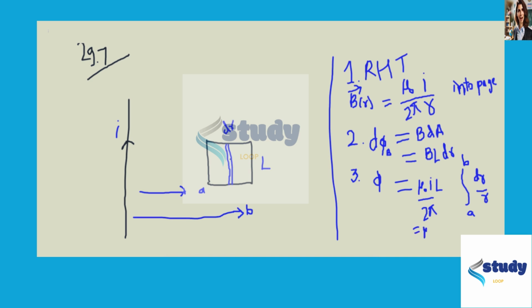mu naught I L over 2 pi, and log of b over a. Okay. So this is log r, then it will be log b minus log a, and log b minus log a is log b over a. And this is how it will look.